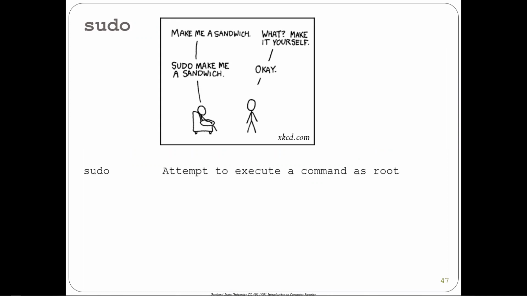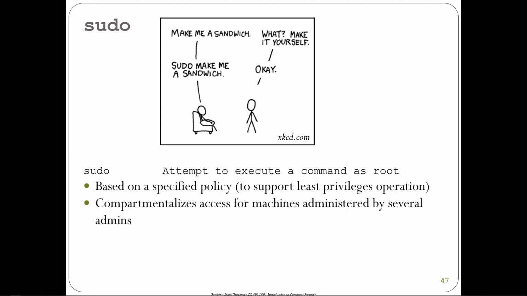Sudo is an attempt to execute a command as root. Typically it's a command that the system doesn't want to do for you unless you are root. That's why this cartoon is kind of hilarious, because I've done this so many times. It's like, do this operation. I'm like, no. And then sudo, and I'm like, yep. So sudo allows you to execute a command as root, but it's done on a specified policy.